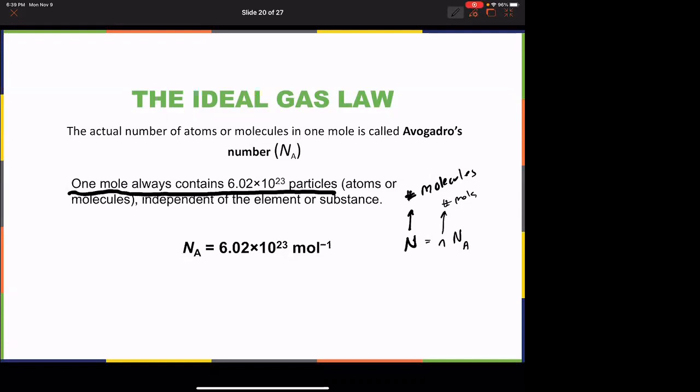So the relationship between molecules and moles is Avogadro's number. This 6.02 times 10 to the 23rd mole to the -1. So that's molecules or atoms per mole. That's what mole to the -1 means.